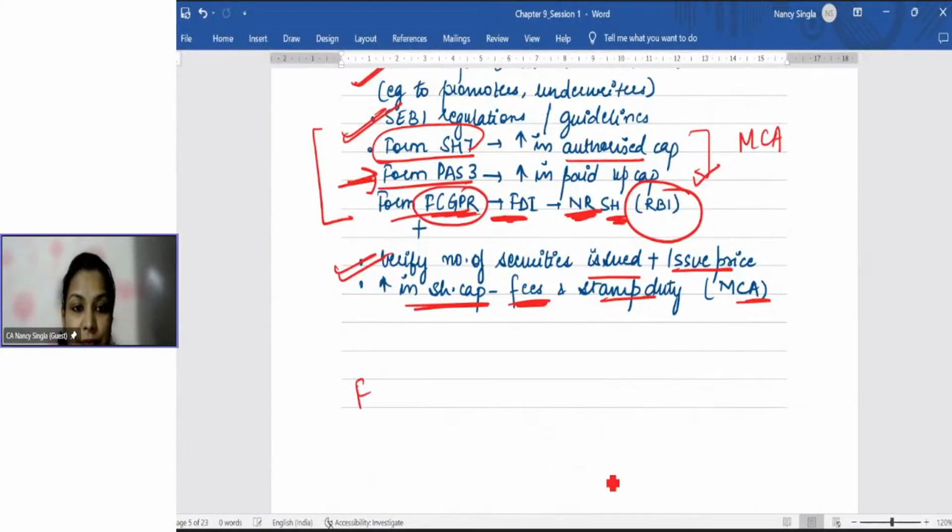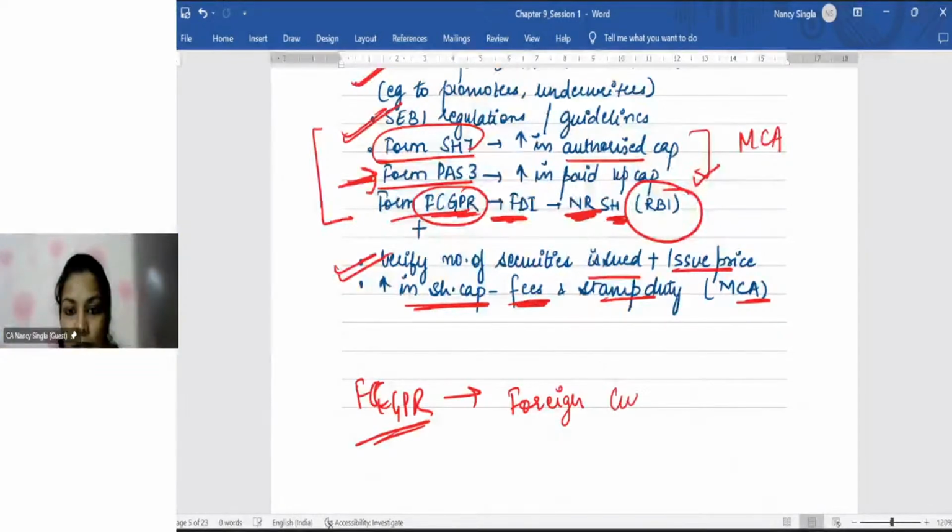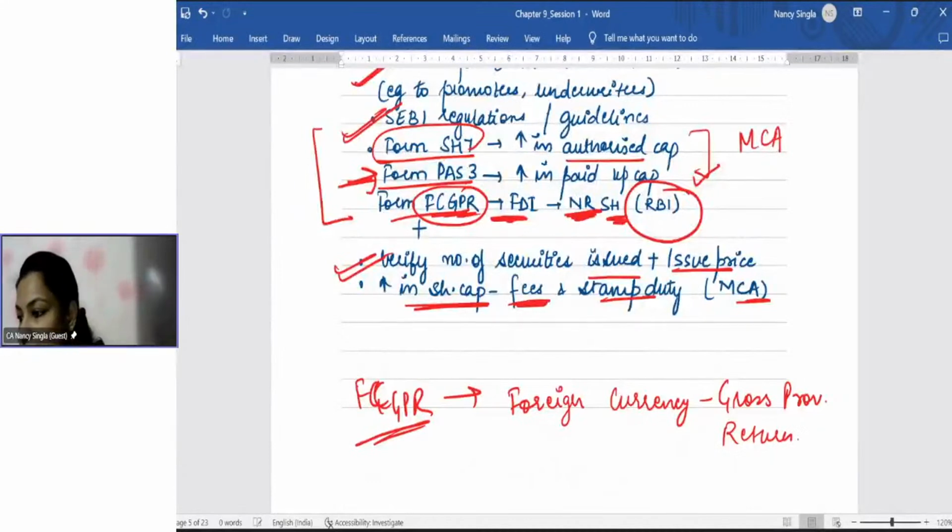FCGPR. So just for your understanding, this is what FC, foreign currency gross provisional return. ठीक है हिमांशु, is it clear? Sudhanshu, sorry, Sudhanshu. ठीक है.